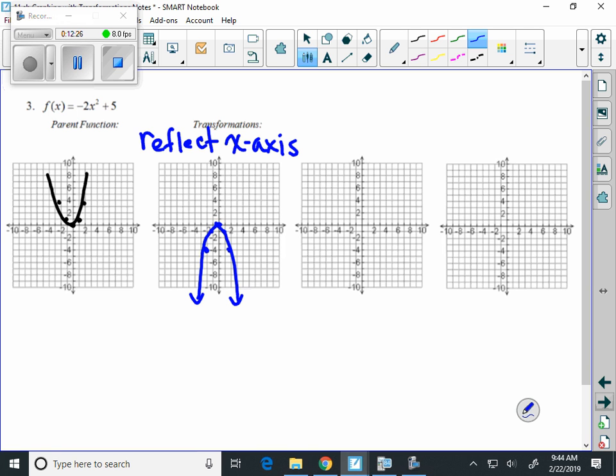That's only the negative. Now we'll deal with the 2. And the 2 is a vertical stretch.